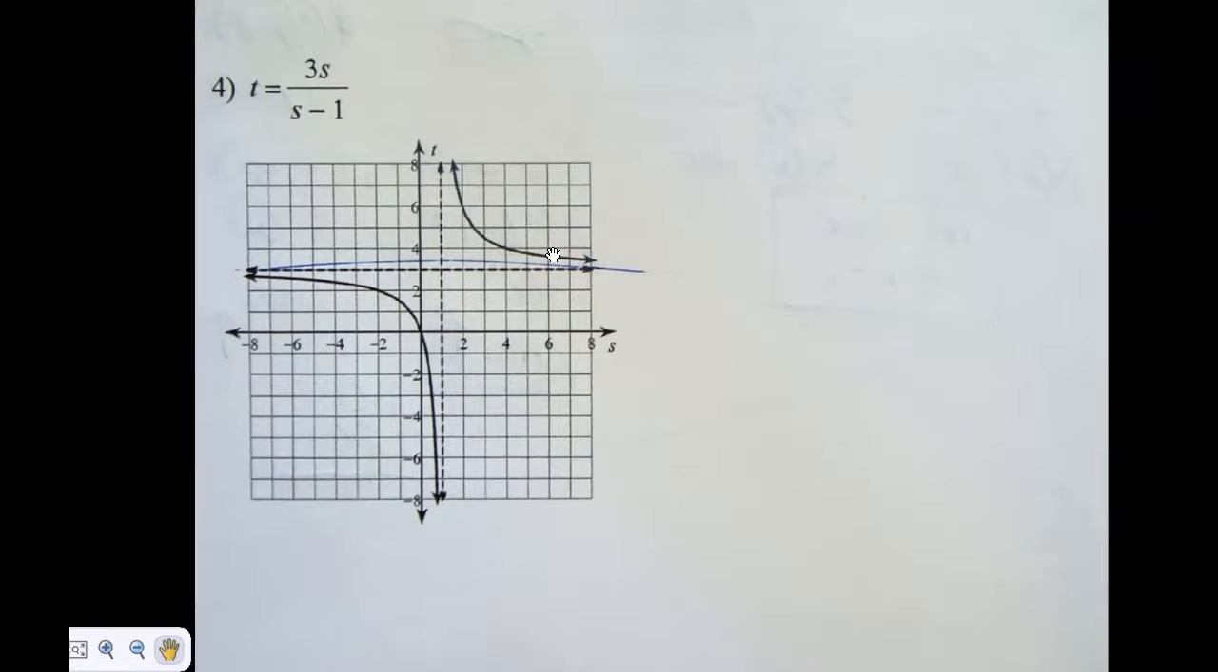So when the bottom equals 0, and it doesn't cancel with the top. Yes, because if the top equals 0 also, if you get 0 over 0, what's that? Indeterminate, which looks like what on a graph? A hole. 0 over 0 is a hole. Anything else over 0 is a vertical asymptote.